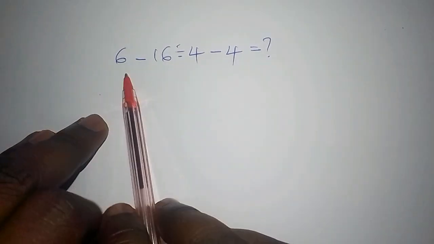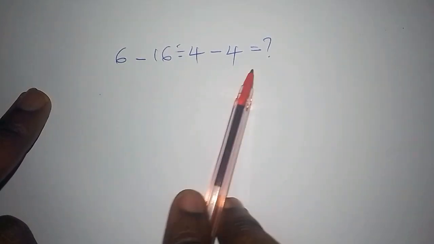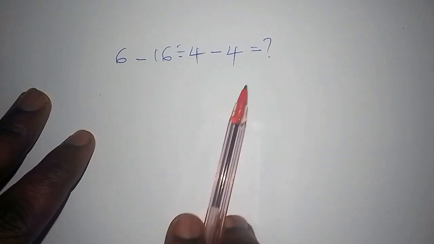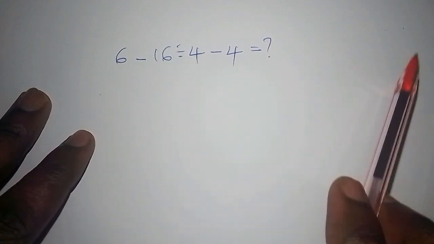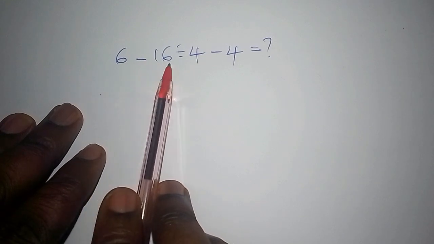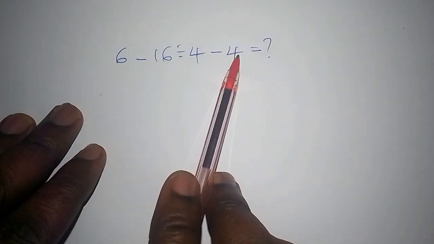Do you know that 90% of people got this maths problem wrong? They didn't work it out the correct way, the way in which it was supposed to be worked out. So we have 6 minus 16 divided by 4, subtract from 4.